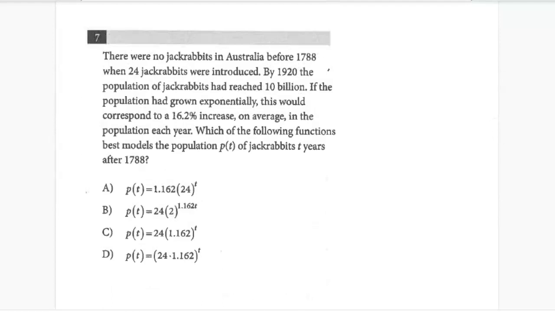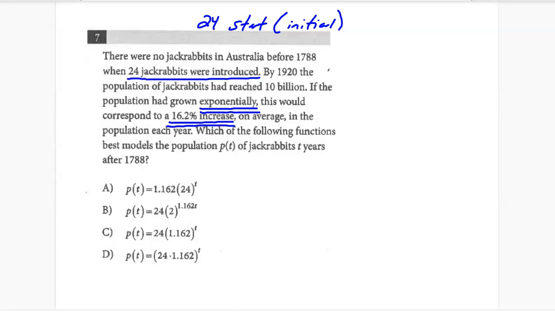All right, moving right along, let's go down to number 7. So looks like we have some sort of population problem. There were no jackrabbits in Australia before 1788. All of a sudden, they introduced 24 jackrabbits. All right, so 24 is my starting amount. A lot of times they use the keyword the initial amount. By 1920, the population had reached 10 billion. If the population had grown exponentially, that's very important here, this would correspond to a 16.2% increase.